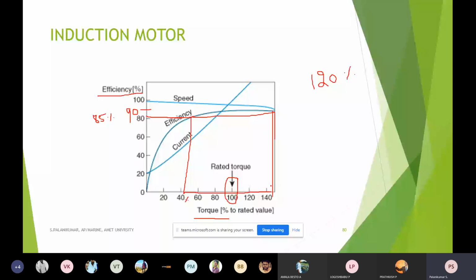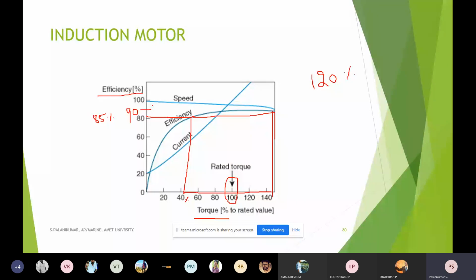Torque indirectly represents how much load is on the particular motor. When the load is less, the torque required is a lower percentage, and when more load is added, the torque required is a higher percentage. So I can vary the torque without much change in the speed.